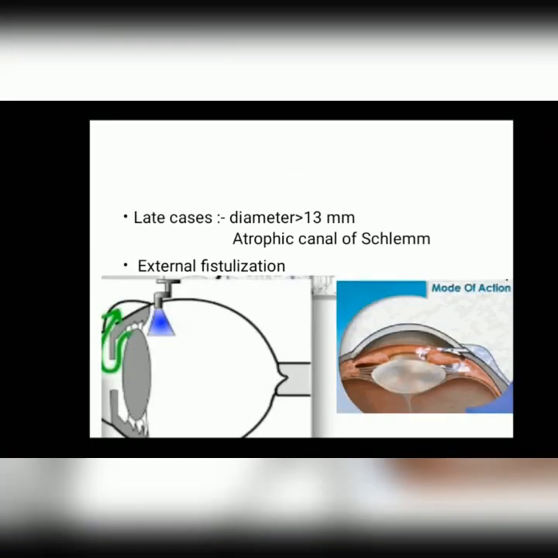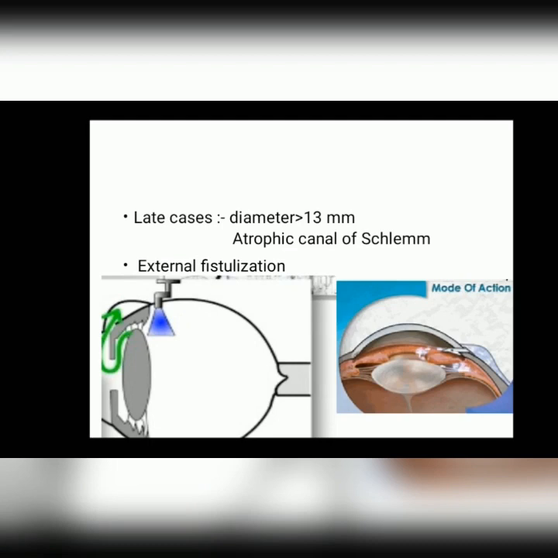But if it is a late case, the horizontal diameter of the cornea is more than 13 millimeters, and the canal of Schlemm becomes atrophic. So there is no chance to do goniotomy or trabeculotomy because there is no way for the aqueous humor to pass through. The only treatment is to do external fistulization.